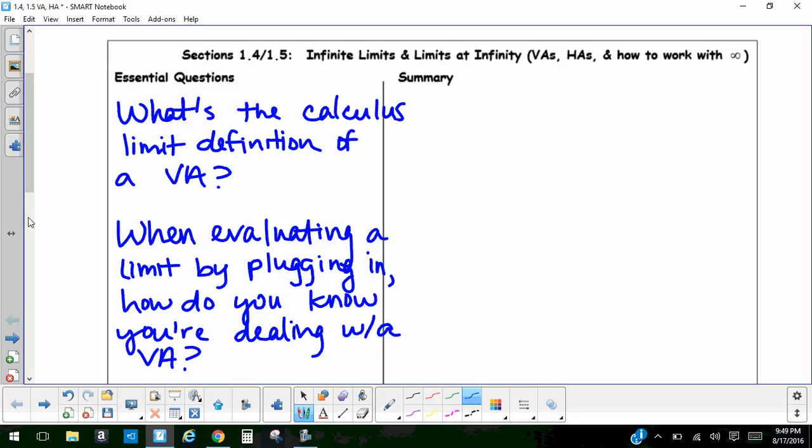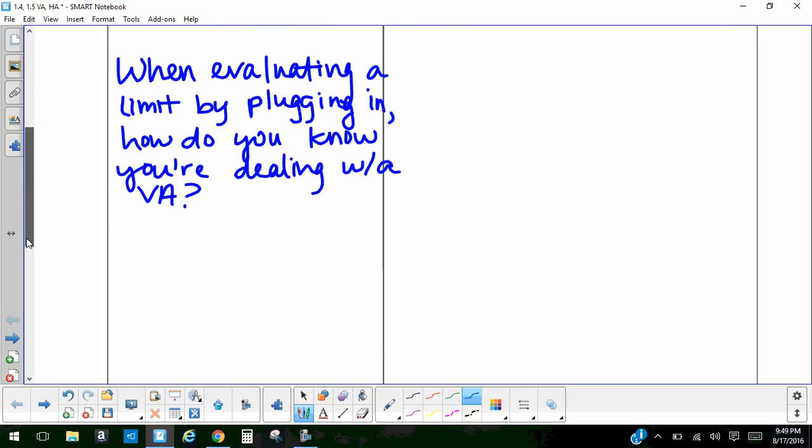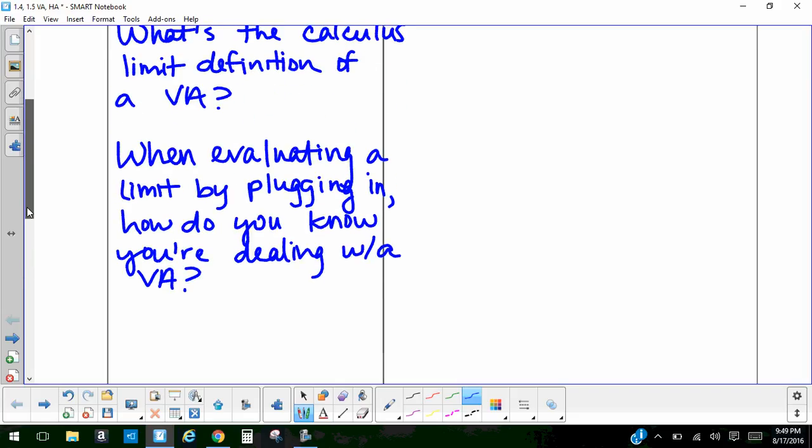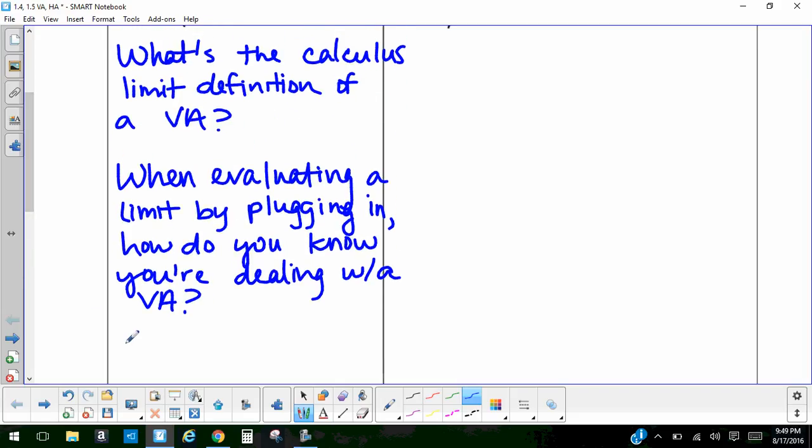Just as a heads up, we will use this same starter page to add our essential questions for the second day, and you will actually have 3 of those on the second day. So this is a section, since we're spending 2 days on it, you will have 5 questions total for essential questions. But today, we are just looking at how we know if we have vertical asymptotes using calculus and using limits.